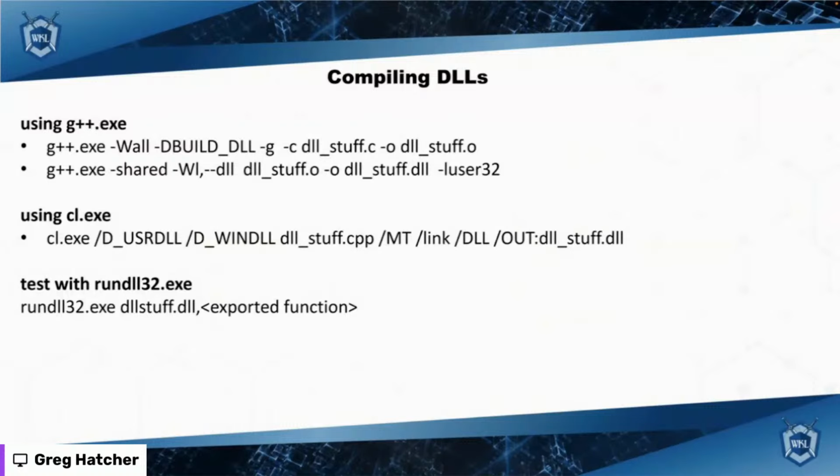So if you're a blue teamer and you see rundll32 running with no arguments, that's wrong. But the way that we're going to use it today is to test our exported functions within our malicious DLL. And this is just some compiling cheat code stuff.